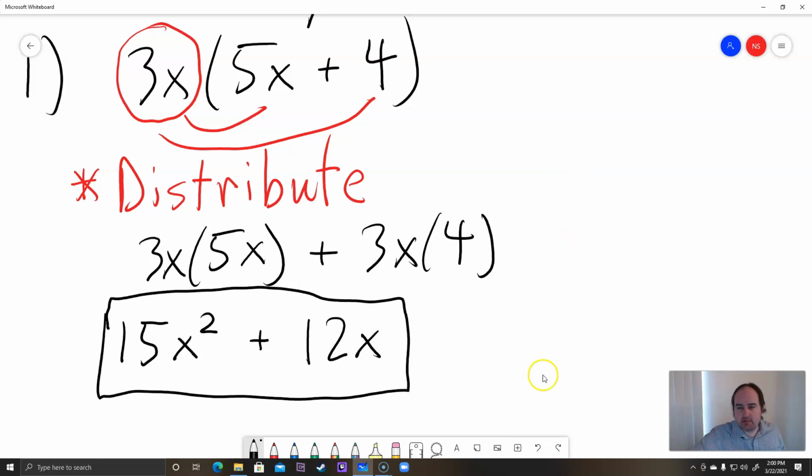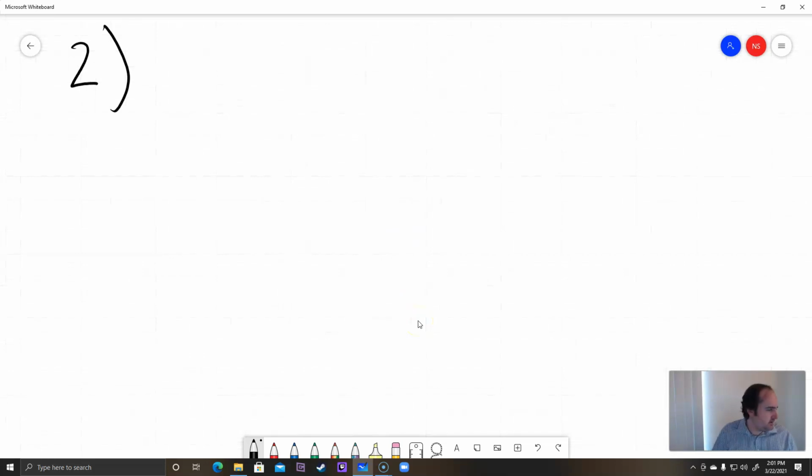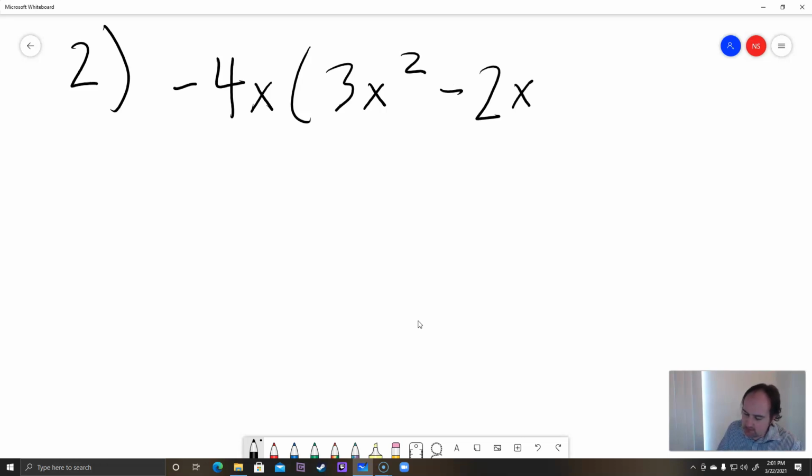All right, so for our next example, I want to do one where we have a negative that we're distributing as well as the monomial. Okay, so for example number 2, we have negative 4x times parentheses 3x squared minus 2x plus 5. Or as I like to say sometimes, negative 4x times the quantity 3x squared minus 2x plus 5.